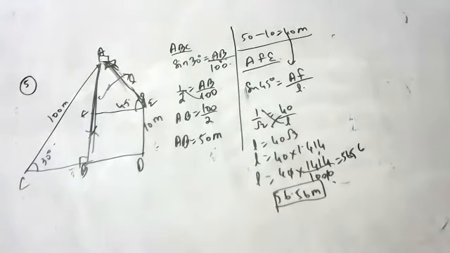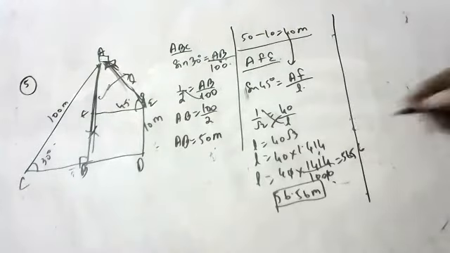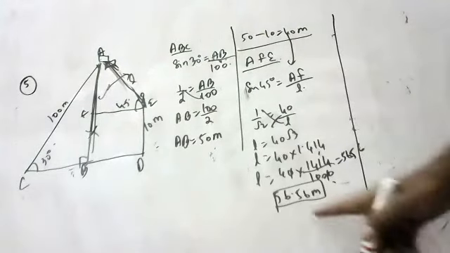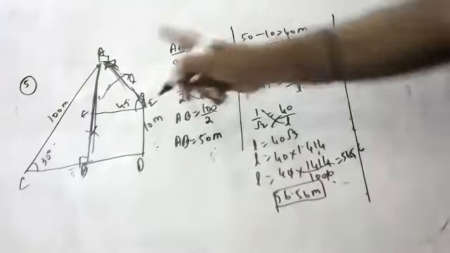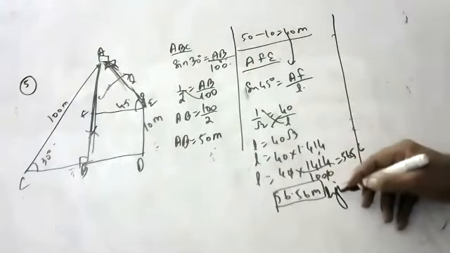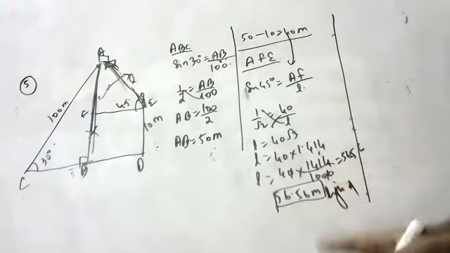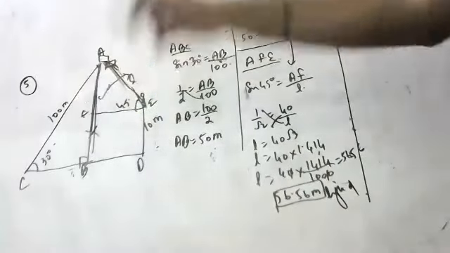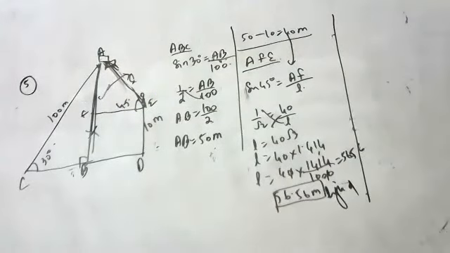So how to do the sum is very, very important. 56.56 meters is the length of the string. You should write the statement: this is the length of the string of the second boy, so that this boy's kite and this boy's kite will touch each other.